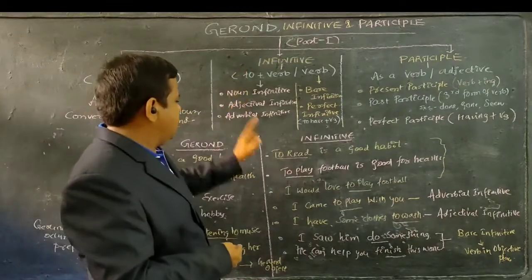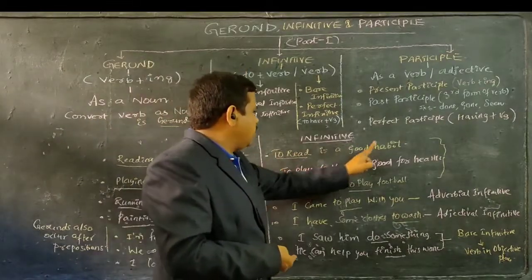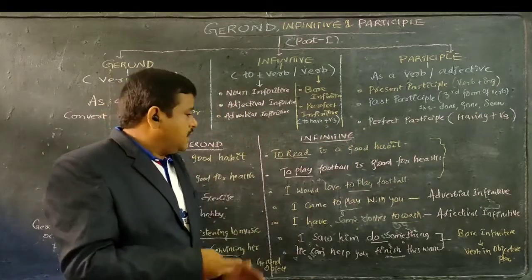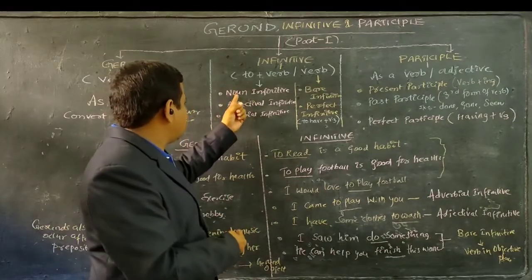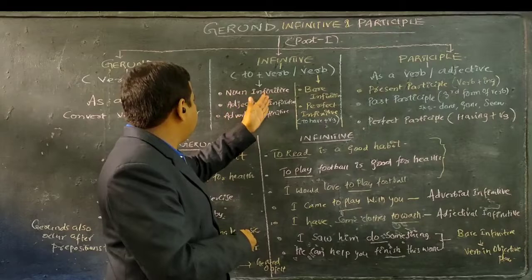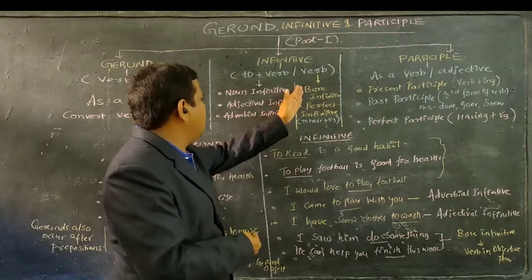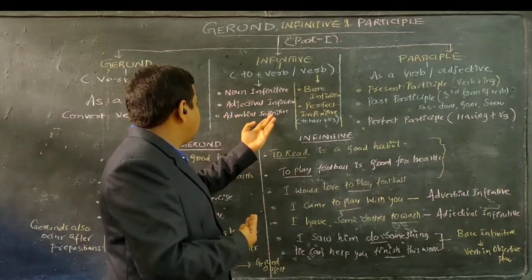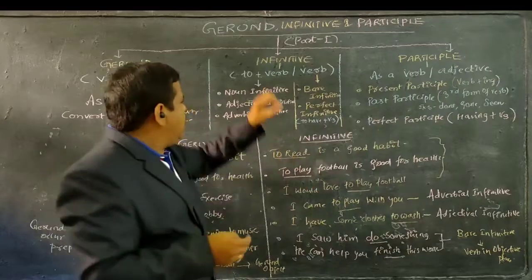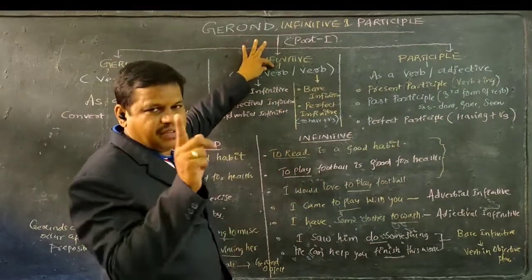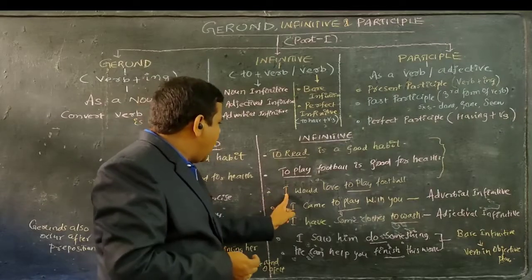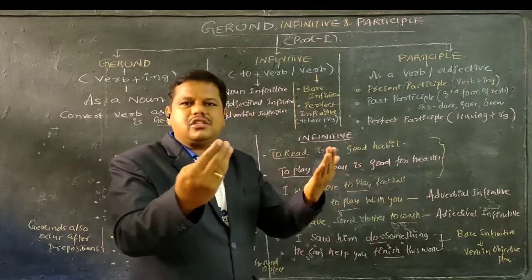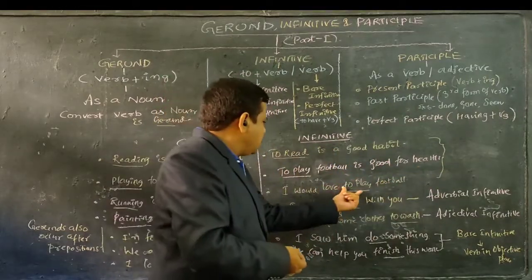Let us come to the infinitives. Just now I explained: to read is a good habit, to play football is good for health. These are the two examples. Now let us see more examples with noun infinitive, adjective infinitive, adverbial infinitive, and bare infinitive. In the case of noun, adjective, and adverbial infinitives, the verb will be there in the to plus verb form. This is very important. See this third example, students: I would love to play football, or I would like to play football. In this one, to play.